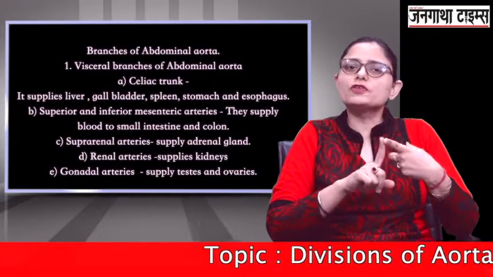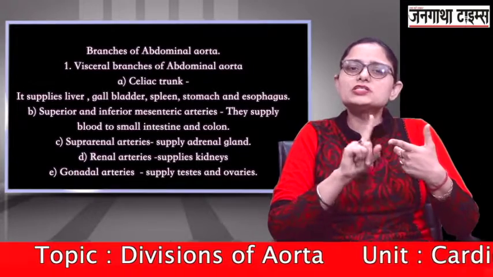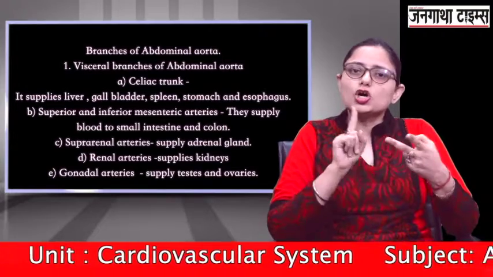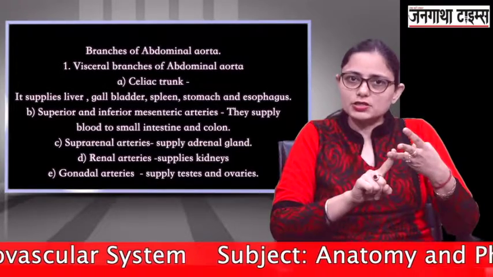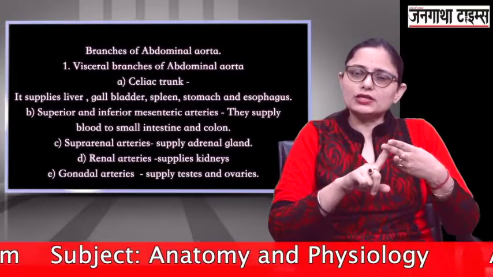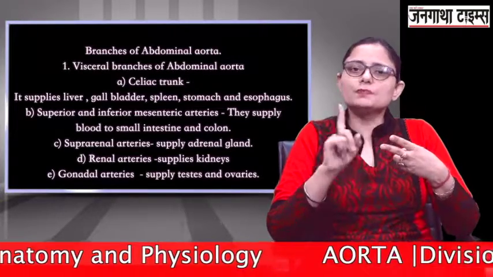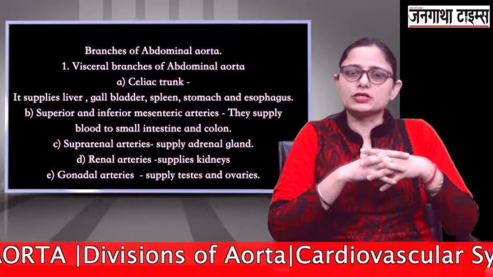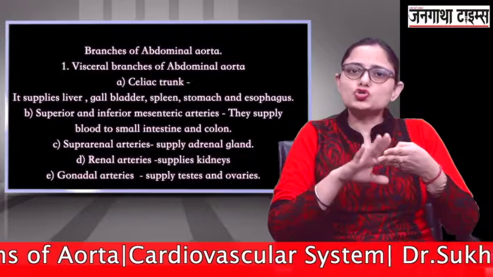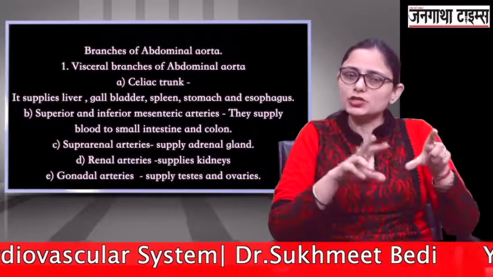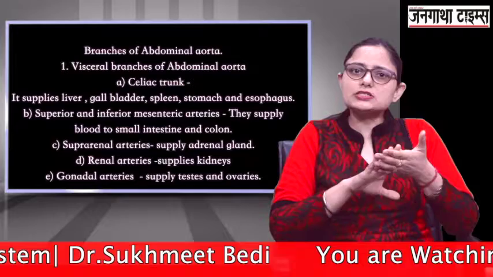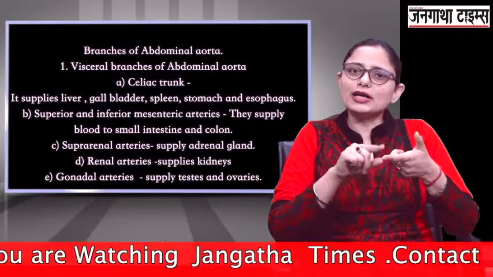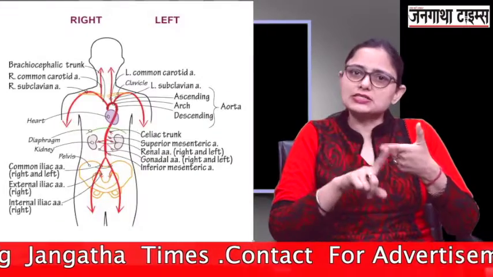The visceral branches of the abdominal aorta are, first one is the celiac trunk. This celiac trunk, it supplies the liver, gallbladder, stomach, spleen. Then second one is the superior and inferior mesenteric arteries, which supply the small intestine and the colon or the large intestine. Third is the suprarenal arteries, which supply the suprarenal gland or adrenal gland. Next is the renal artery, which supply the kidneys. Renal stands for kidneys. And last are the gonadal arteries, which supply the testes and the ovaries.